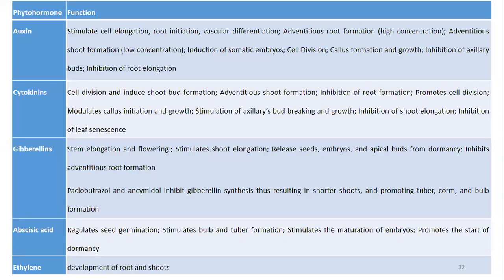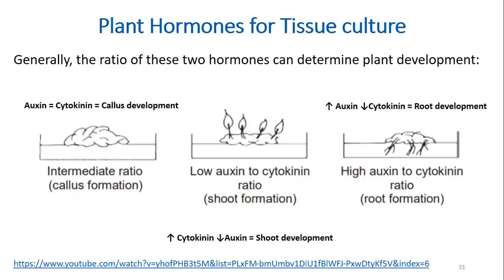Let me move on to the summary, which has a summary of what each hormone is able to do. Before then, this is an example of how cytokinin and auxin are used in tissue culture. Generally, the ratio of the two hormones, auxin and cytokinin, can determine the plant development. For example, when equal amounts of auxin and cytokinin are added to the plant media, you find callus developing. So when you want callus development, you would go for equal amounts of auxin and cytokinin in your media.